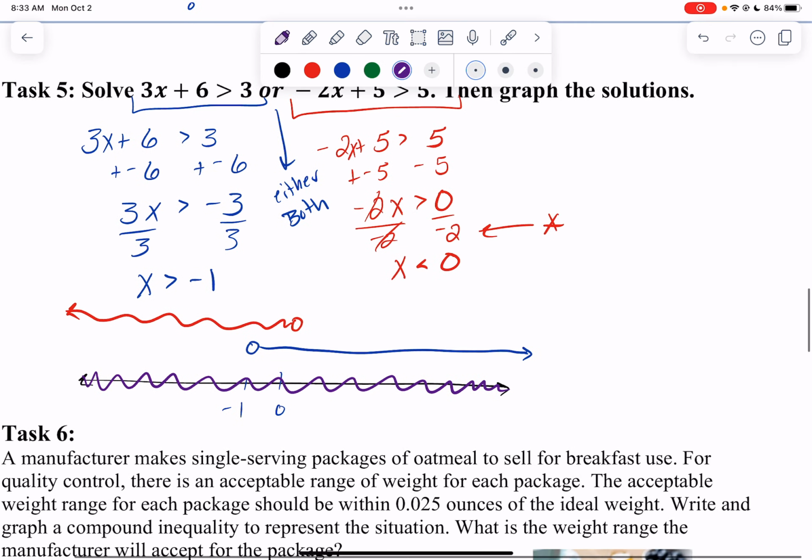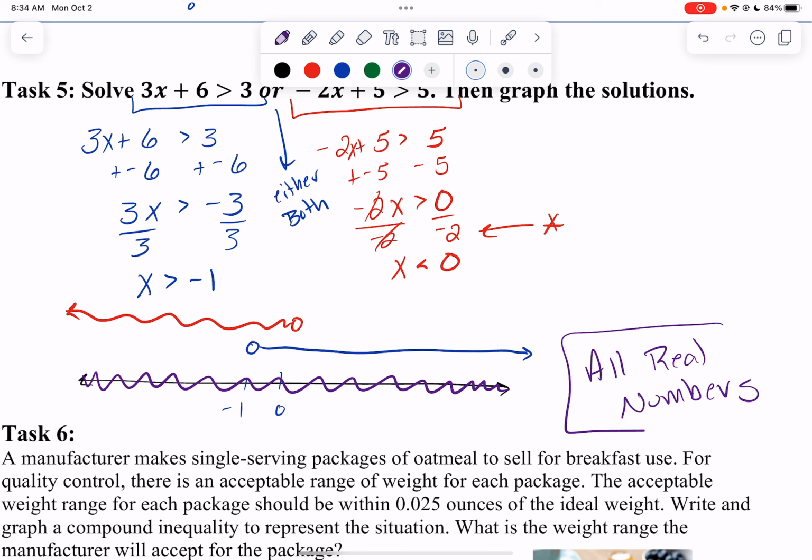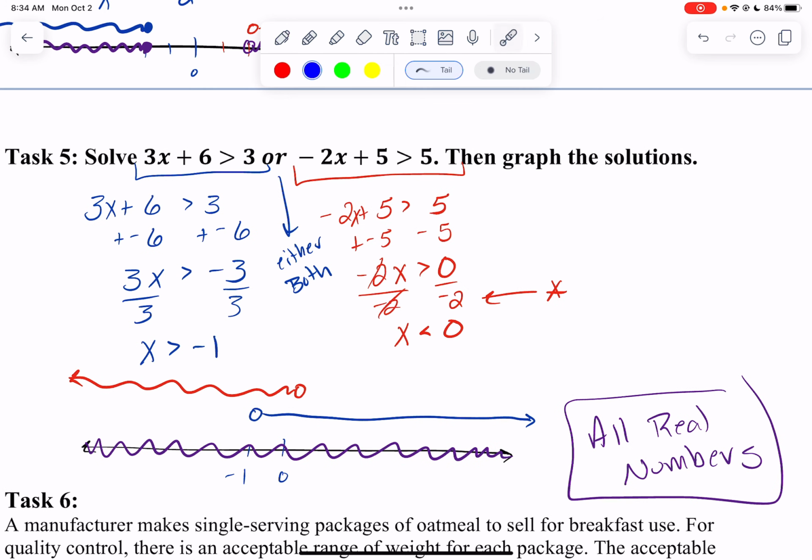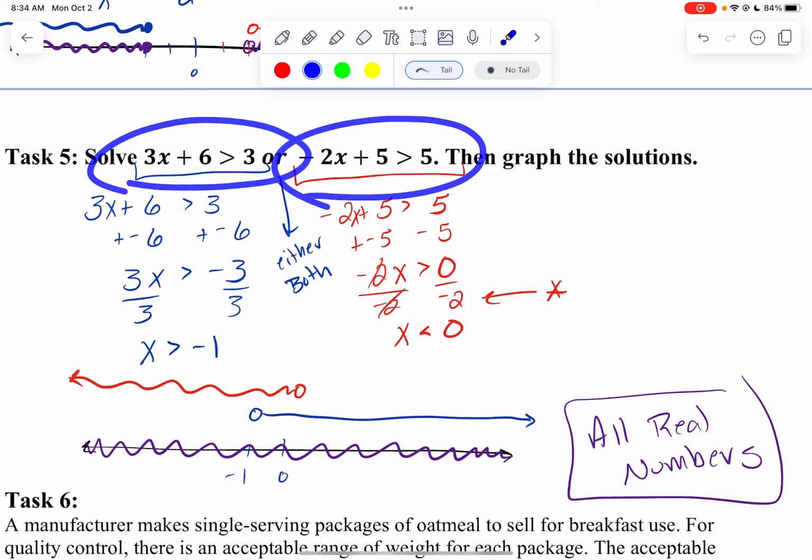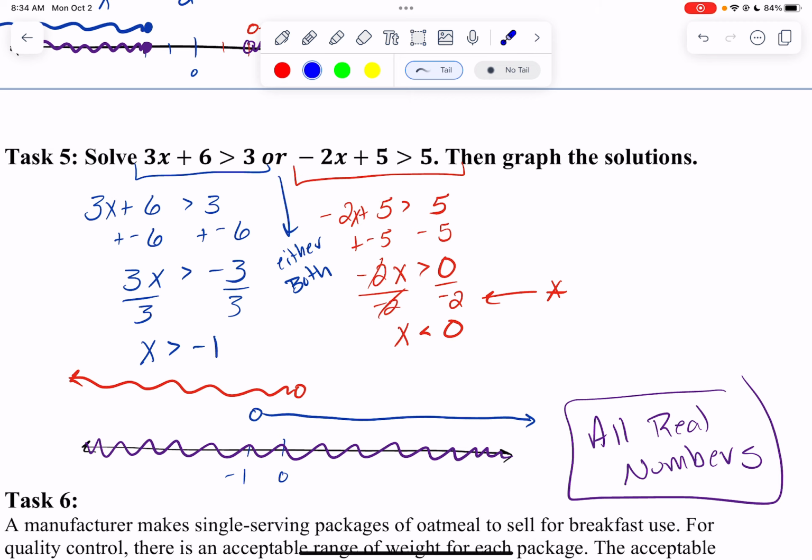And how we write that is we say it's all real numbers. That is my solution set. Basically what that means is it doesn't matter what number I pick, it will work because it will make at least one of these true, if not both of them true, no matter what number I pick.